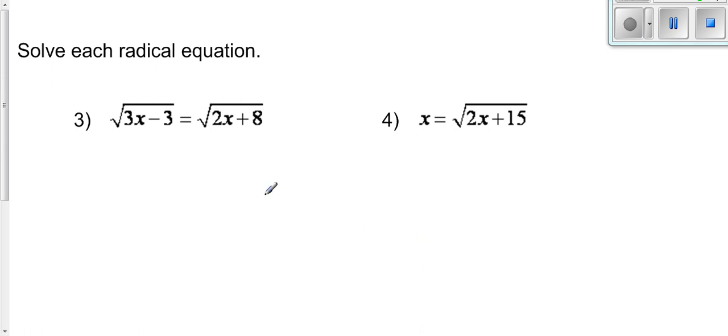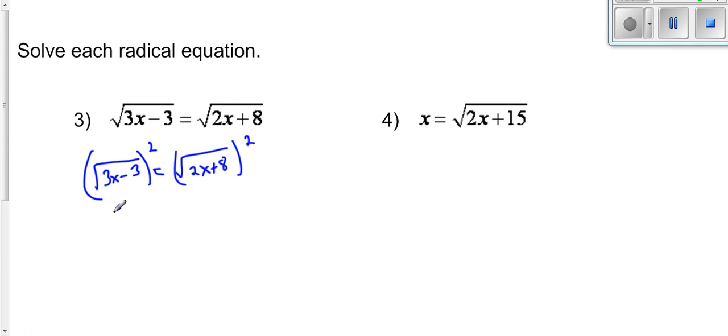Number 3. Now, this is a little different situation. We have radicals on both sides, but they're both the only thing on both sides. So I'll just rewrite that as is for now. We will square both sides right away. The square root of 3x minus 3 squared is 3x minus 3. The square root of 2x plus 8 squared, 2x plus 8.